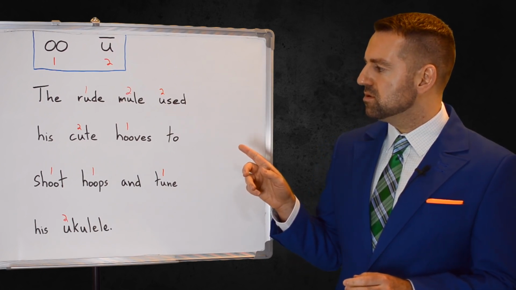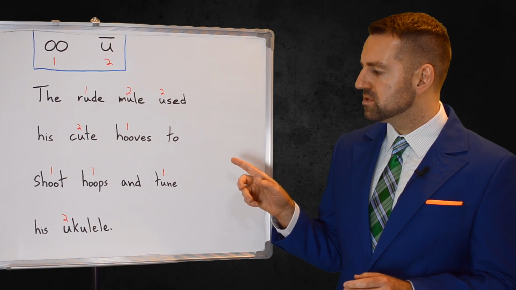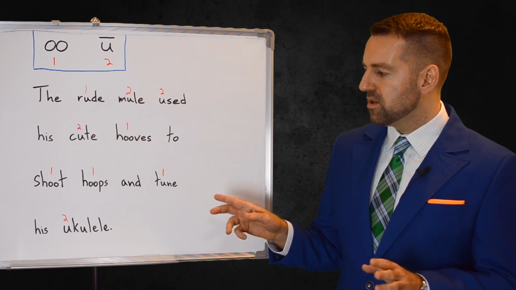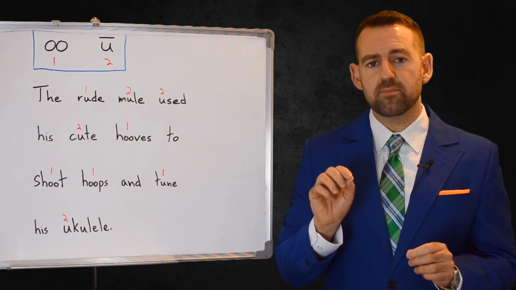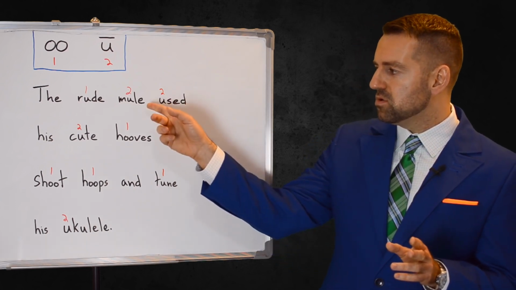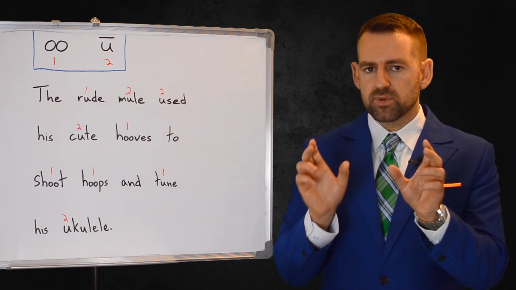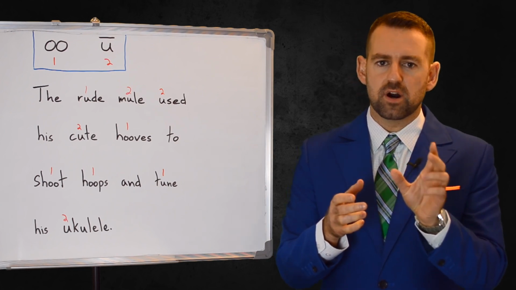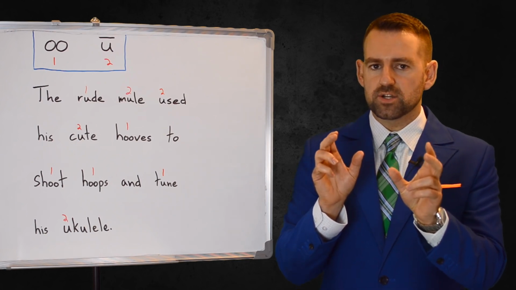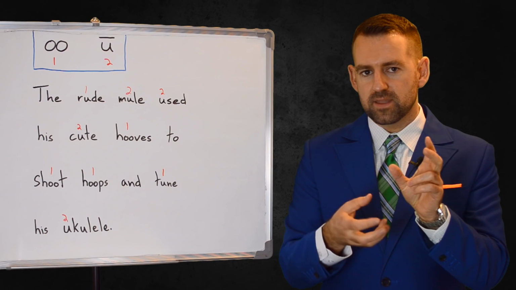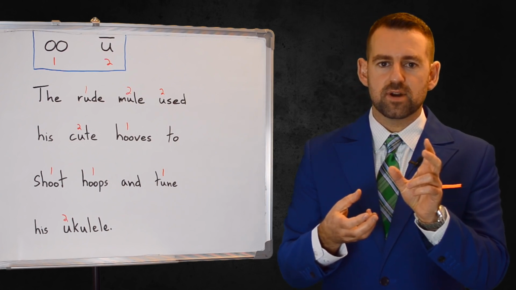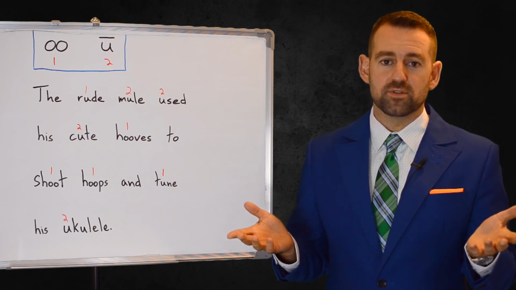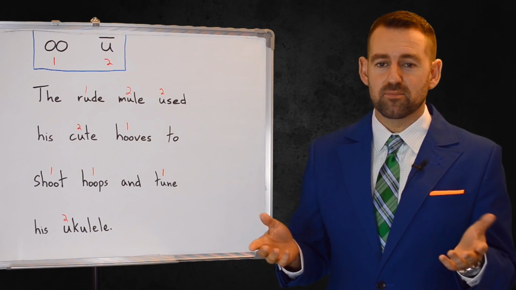The rude mule used his cute hooves to shoot hoops and tune his ukulele. To shoot hoops means to play basketball, and a mule is the cross between a donkey and a horse. So a mule looks like a donkey, but it's a cross between a donkey and a horse. It's the baby. So actually a mule is a little bit bigger than a donkey, but I probably wouldn't know the difference if I saw a donkey or a mule.